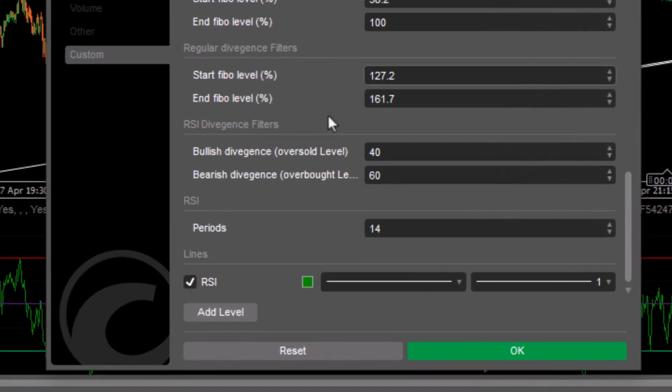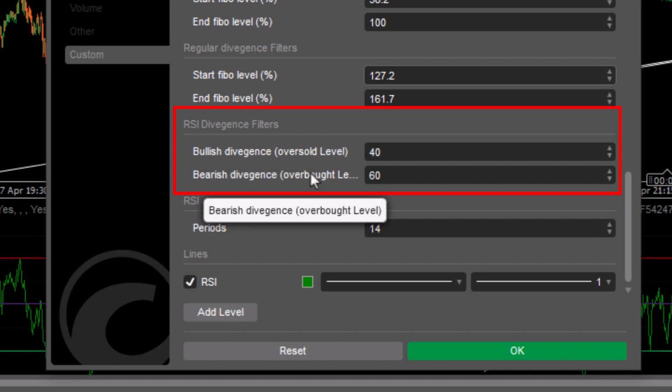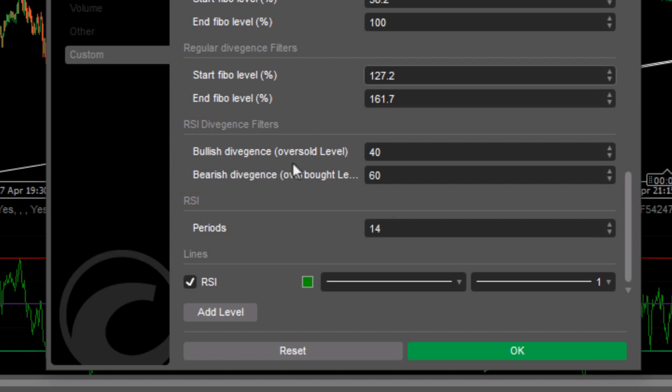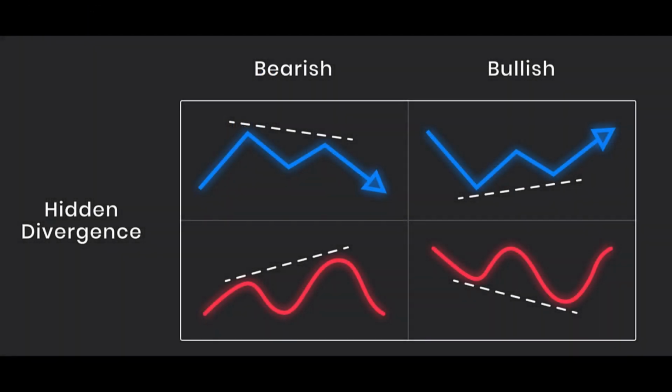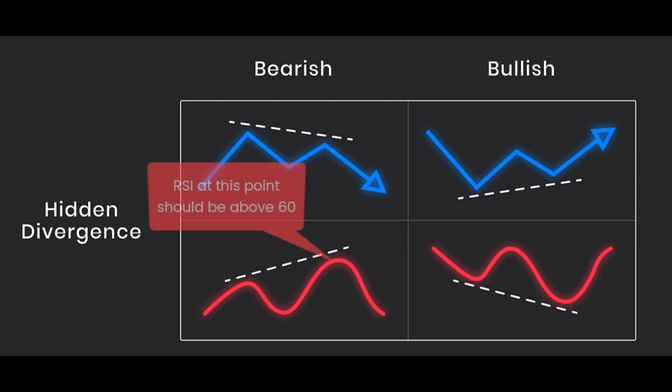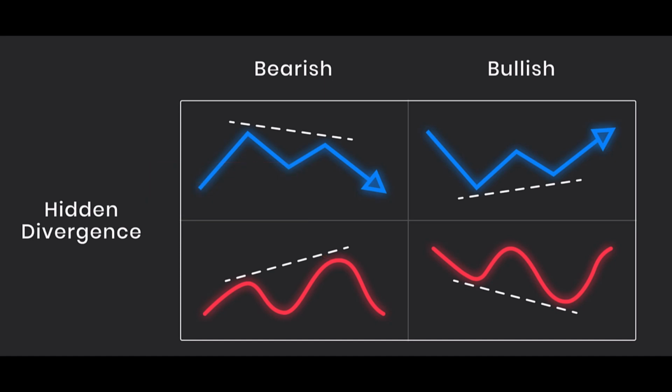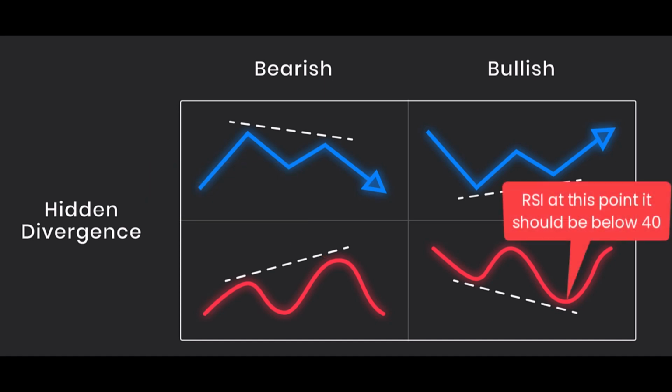Another filter you can set in this indicator: oversold and overbought areas are used to find divergences. These numbers are set to 40 and 60 by default. This means that at the time of a hidden bearish divergence, the last value of the RSI should be above 60, and at the time of a hidden bullish divergence, it should be below 40.